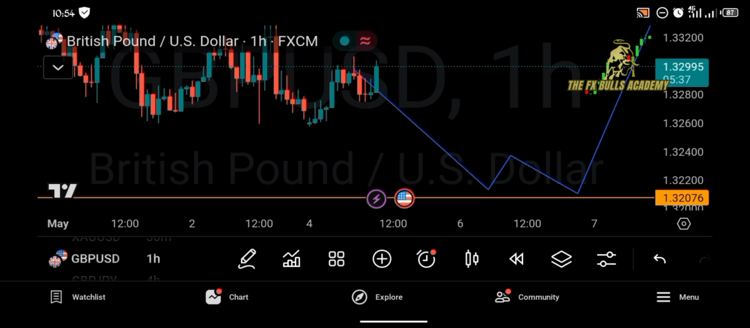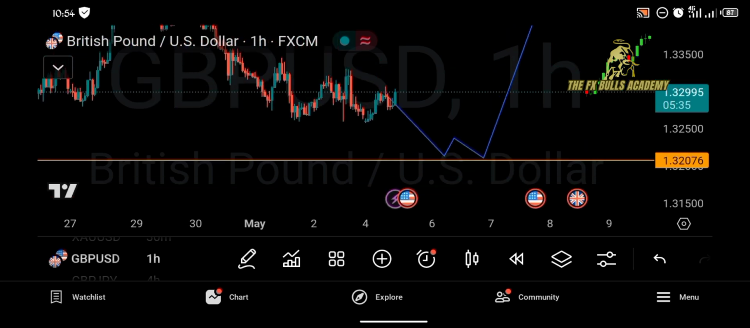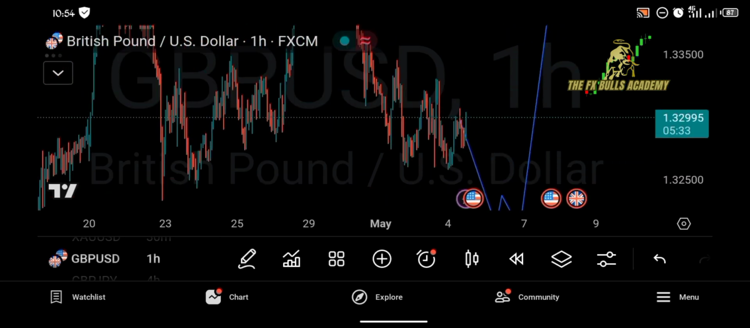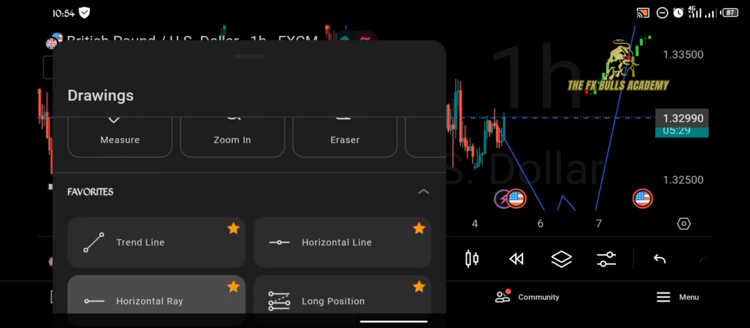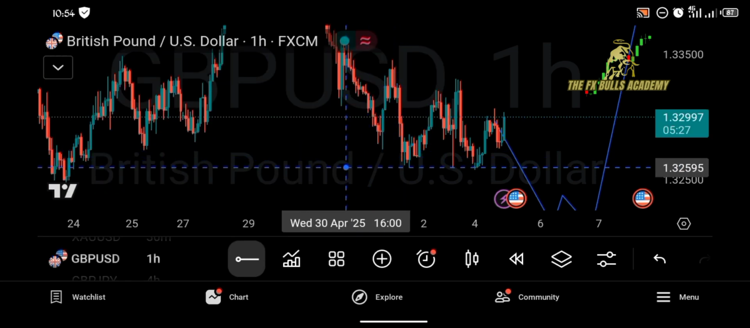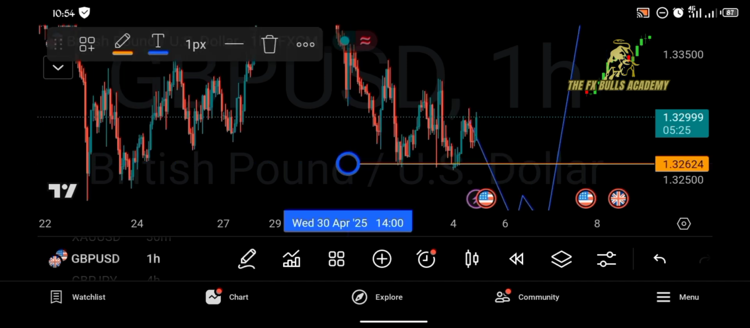So that's just it. I don't really trust candlesticks, but candlesticks sometimes work. It works, but I don't really trust them.